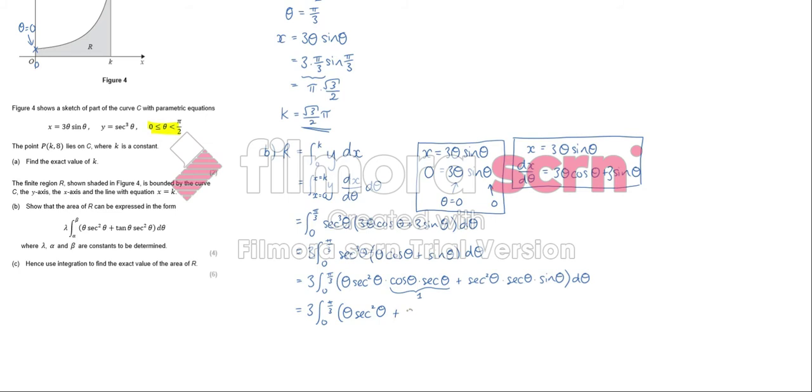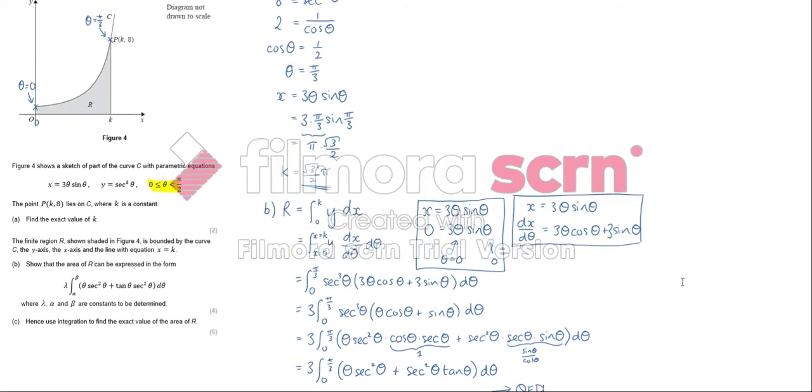I've got a sec squared theta here, and then I've got a sec theta times a sine theta. Now sec theta is 1 over cos theta, so if I multiply that by sine theta, I'm going to get sine theta over cos theta. And sine theta over cos theta is tan theta, and when I look back at the question, that is also what I wanted. So I have now managed to get my work into the correct form. I have determined the constants for lambda, alpha and beta, so I am finished, and I can write QED to say that I have completed my proof.